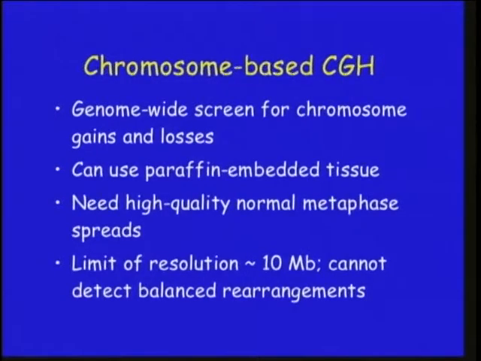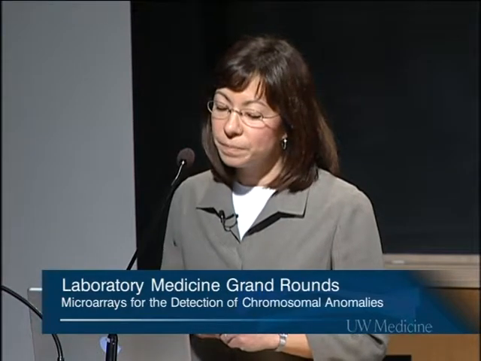So chromosome-based CGH is a very good genome-wide screen for chromosome gains and losses. And the big advantage of it is that you can use formalin-fixed paraffin-embedded tissue. So again, you don't need metaphase spreads or chromosomes from your case of interest. In order to get chromosomes or metaphase spreads, you have to have living cells that need to be cultured. So a big advantage of this technique is that you can retrospectively go back and look at archival material. So this was a very useful technique for studying solid tumors.